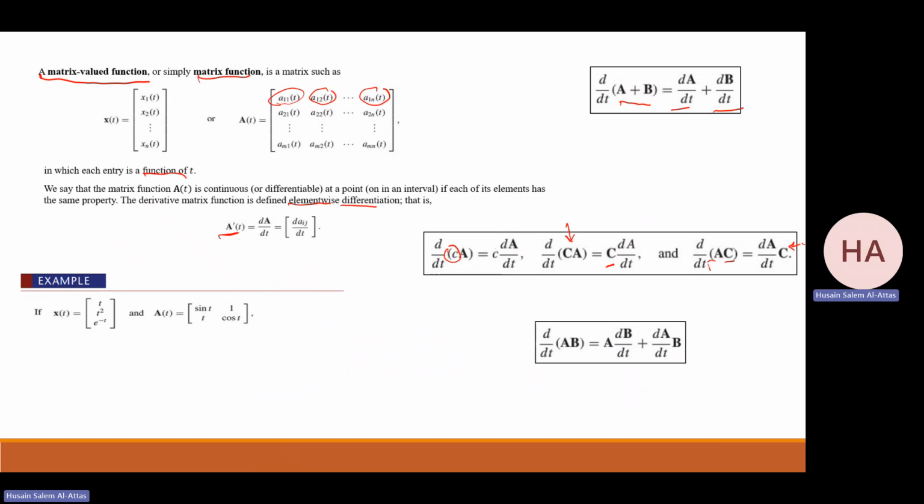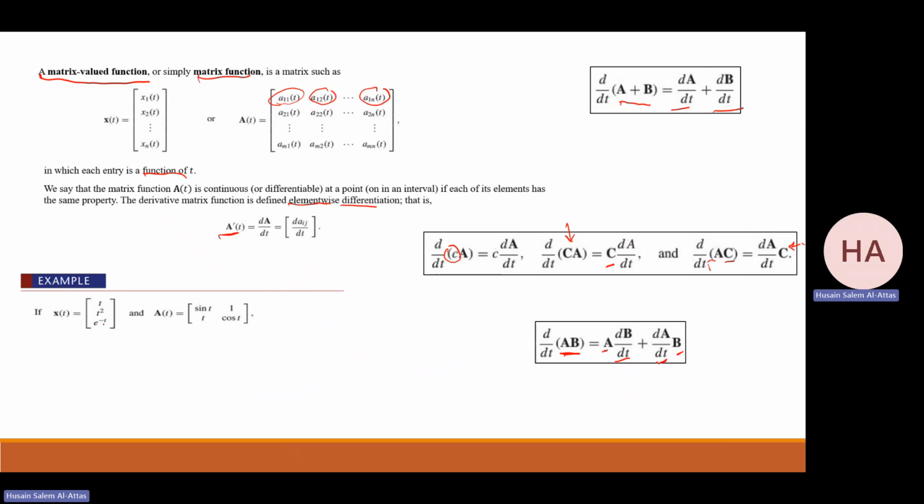Now, this is the most important, the derivative of the product. Be careful because the order is very important. It will be the first matrix times the derivative of the second, plus the derivative of the first times the second one. You need to be careful about the order.